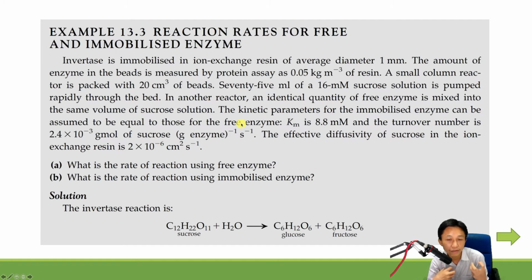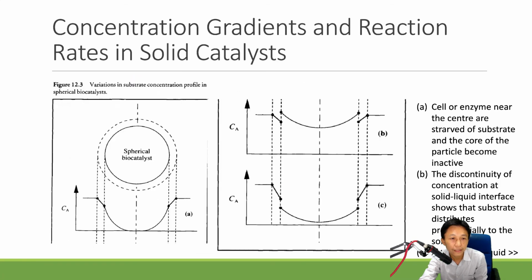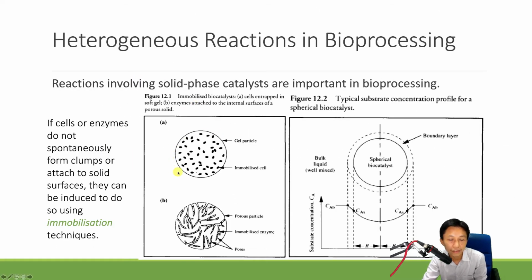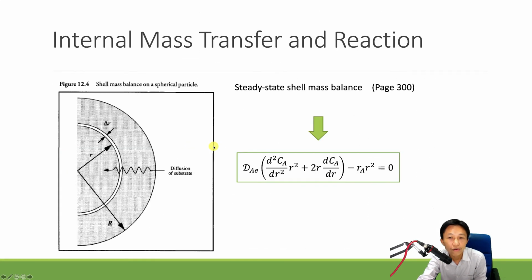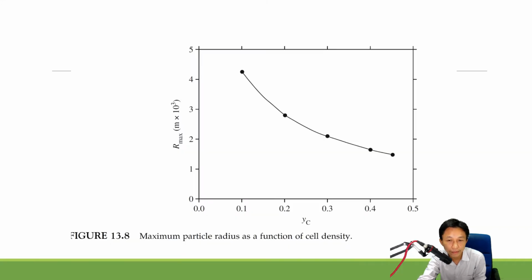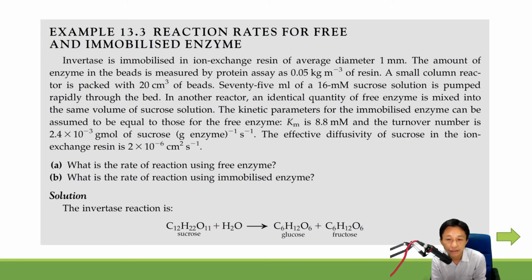Okay, we have two terms here, the immobilized, which is this one, the one that I showed you. So you have gel and then you immobilize it. This one, if you don't have a gel, is called free cell. For the free cell is this one. The turnover number is this one. Okay, effective diffusibility is this one. And reaction rate for free enzyme and immobilized enzyme. Okay, this is the work of invertase.